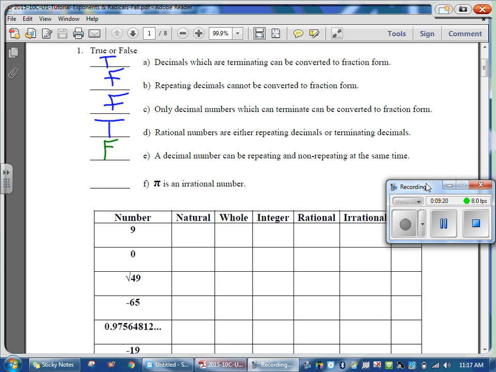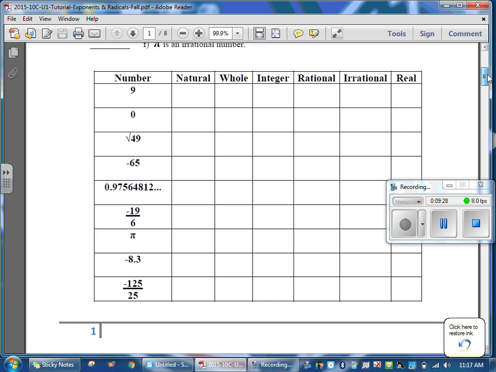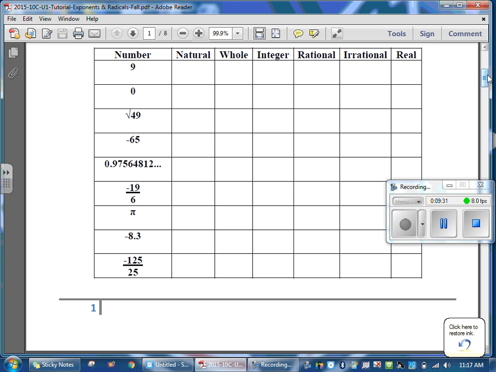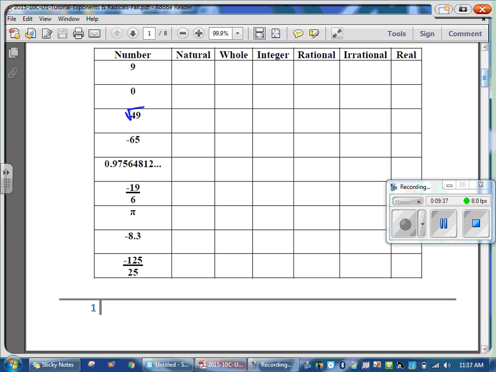The one thing we have to remember, we're going to move down to the chart below. The one thing we have to remember is when we're trying to categorize numbers, we always need to simplify it. So if we just move down, this is square root 49. Well, we need to solve it first if it's possible. Well, that's going to give us a 7. So you always solve it first if possible. Then you find out what categories it fits in.